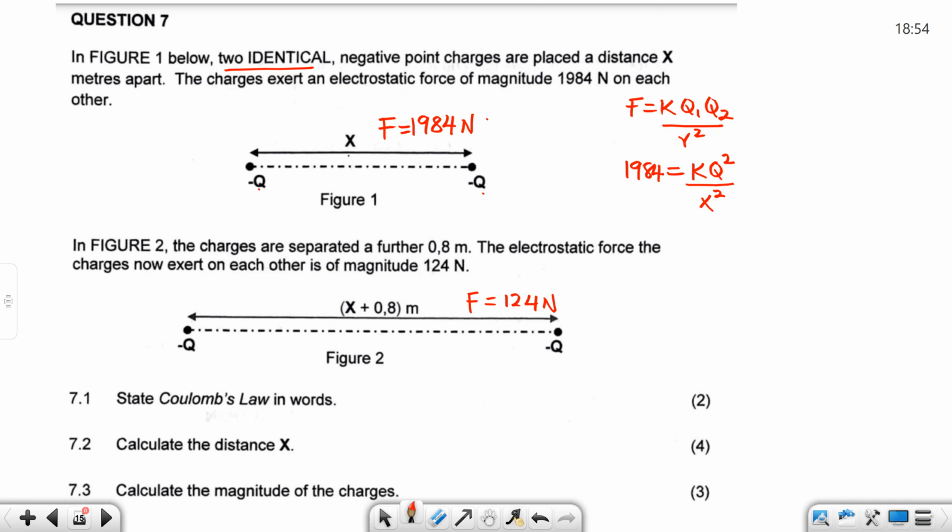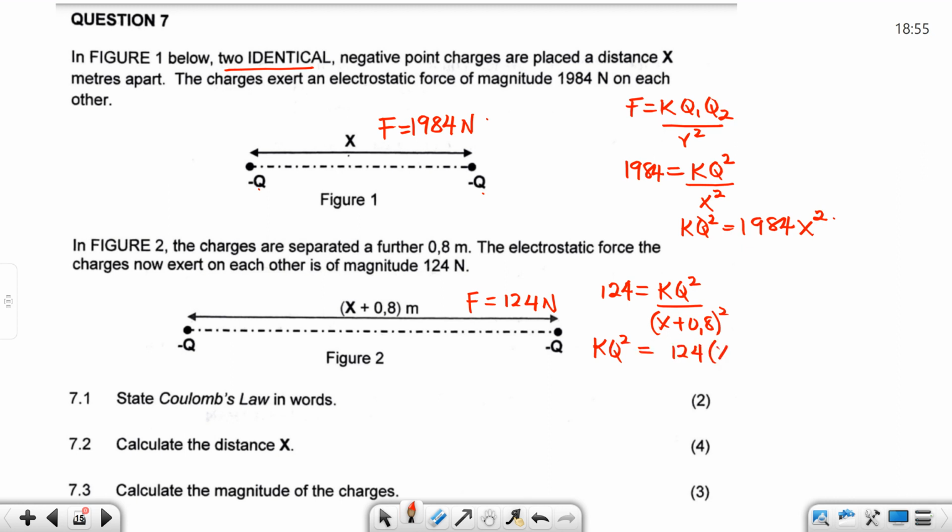Let's cross multiply. What do we have? KQ squared equals 1984 x squared. We're stuck with KQ squared. Let's go to the second one and do the same thing. What is my F? 124 over KQ squared. What is my distance now? x plus 0.8, all squared. Can we cross multiply? What do we have? KQ squared equals 124 multiplied by (x plus 0.8) squared.